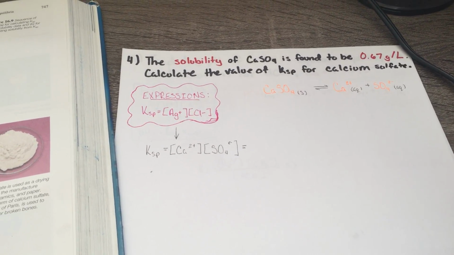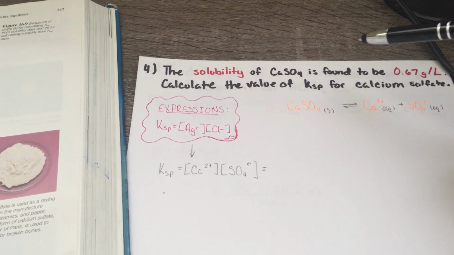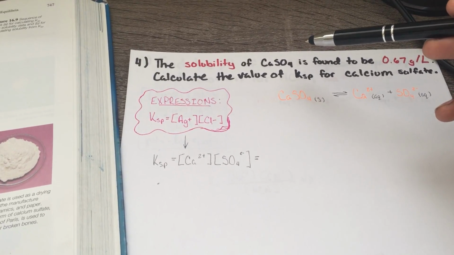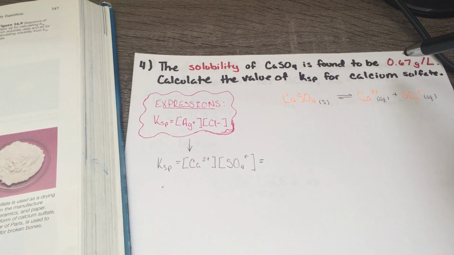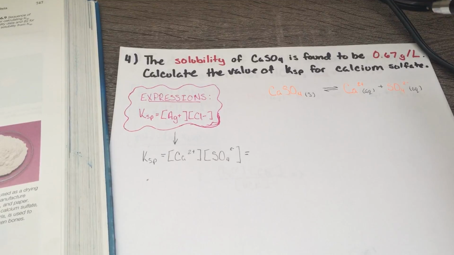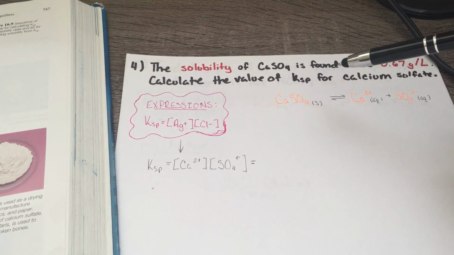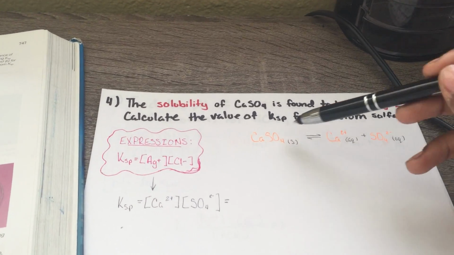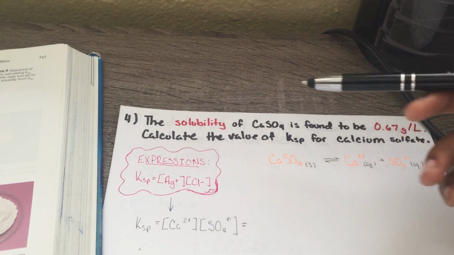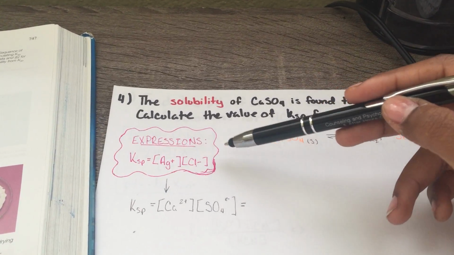Our fourth problem deals with solubility, and it states that the solubility of CaSO4, or calcium sulfate, is found to be 0.67 grams per liter. Calculate the value of the Ksp for the calcium sulfate. And here we have our reaction, and all we need to solve for this problem is this expression here.